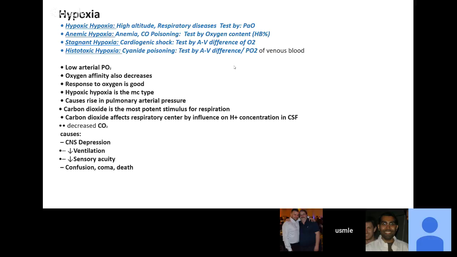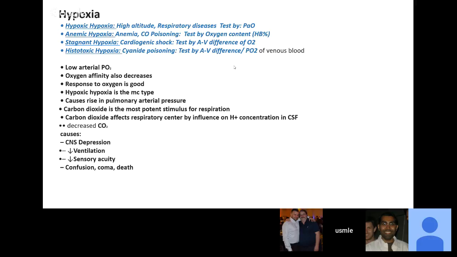Hypoxic hypoxia is the most common type of hypoxia, so keep that in mind. It means a drop of oxygen for any reason, going into the mountains, for example, but you compensate very fast. One cause is that the pulmonary arterial pressure can rise, and that can happen for many reasons. Carbon dioxide is the most potent stimulus for respiration that we saw. Respiration is controlled in the medulla oblongata, or by the chemoreceptors, or within the lung itself. This is why you're going to have an immediate reaction such as hyperventilation when this happens.